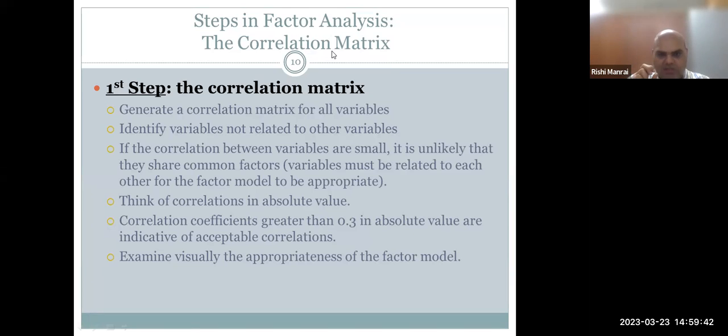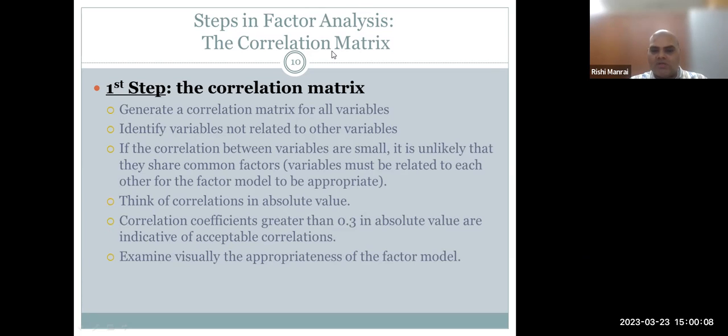Variables are very low, yes. So this will not lead to proper results of factor analysis. Think of the correlations in absolute value. This is what they are trying to say. When you are saying positive relationship or negative relationship, that will not matter much. But if the correlation is very high, whether positively high or very negatively high, again, this is a problem.